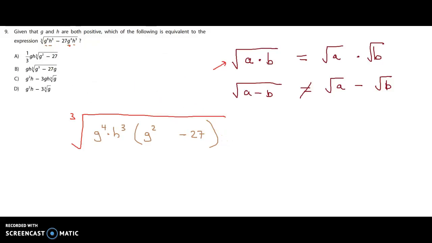We could do that. But remember, in order to factor, we need groups of 3. So that's fine for the h, right? That's a 3. It's going to match up with this. But the 4 isn't going to be super helpful. So let me just remodel that a little bit. Instead of factoring out 4 g's, I'm just going to factor out 3 of them. So here's what I'm going to write instead: g cubed times h cubed times all of this.